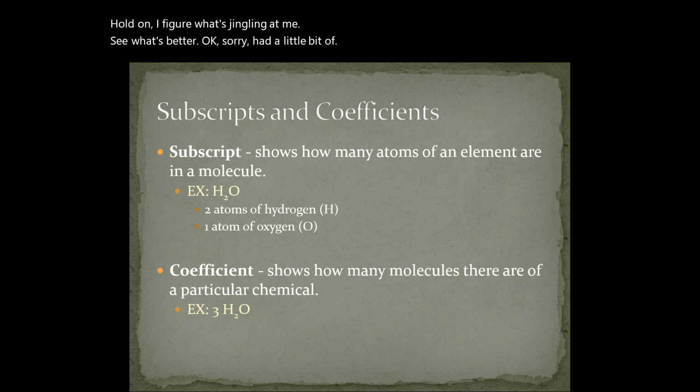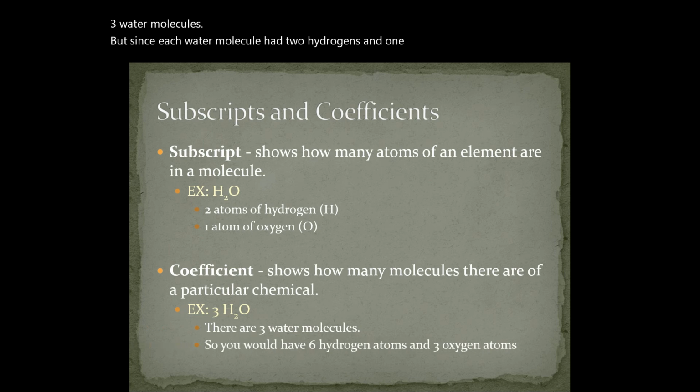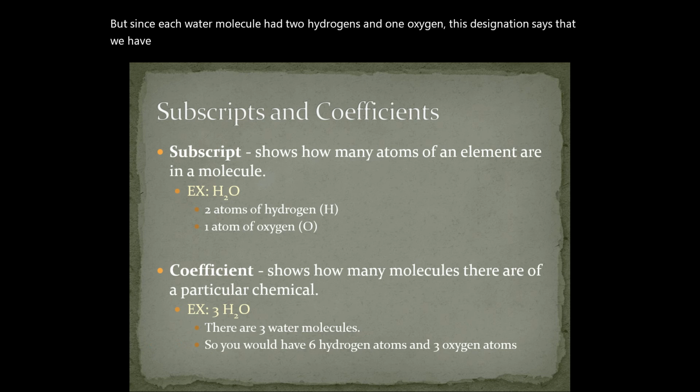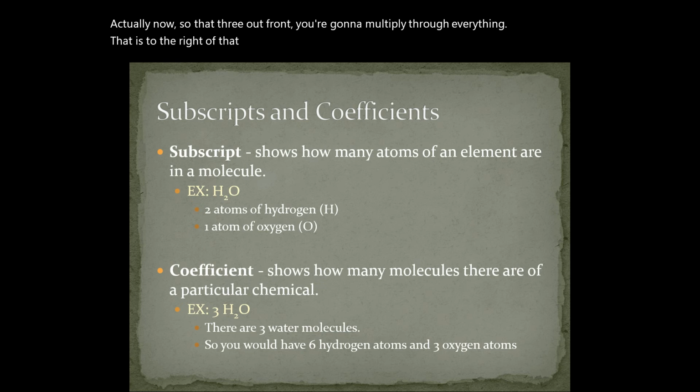Okay, so 3 waters means that we have 3 water molecules, but since each water molecule had 2 hydrogens and 1 oxygen, this designation says that we have 6 hydrogens, 3 times 2 hydrogens, and 3 oxygen atoms, 3 times 1 oxygen atom. So that 3 out front, you're going to multiply through everything that is to the right of that coefficient, the number up front. So let's check a few.